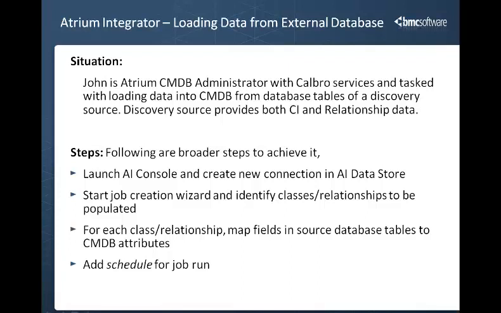John has listed the following broader steps that he will follow in order to achieve his goal of loading data from the source discovery database. Steps include creating a new source and target connection in AI, initiating the job creation wizard and mapping fields from the source database to CMDB classes and relationships. He needs to do mapping for each class and relationship. And finally, add a schedule for the job run. Let's follow John for these activities now.